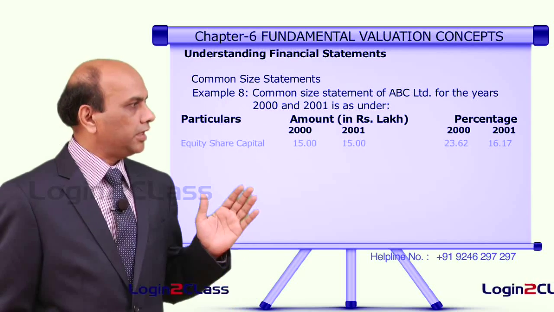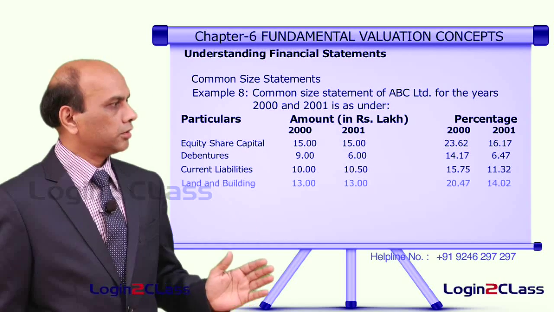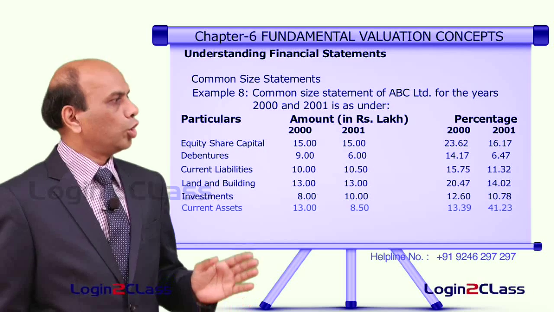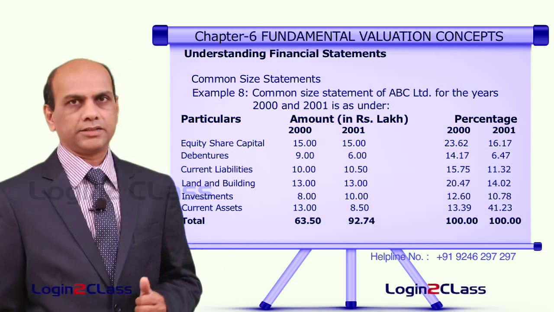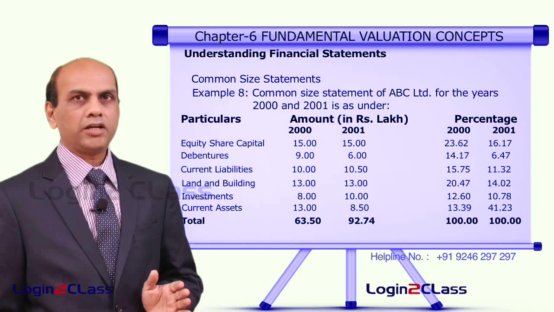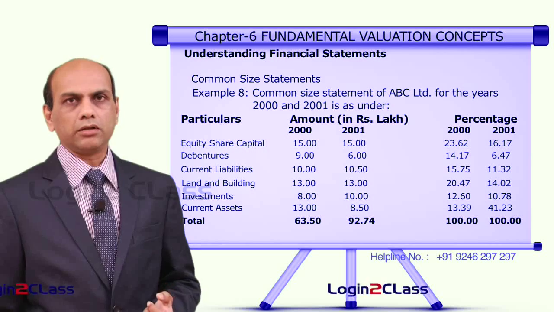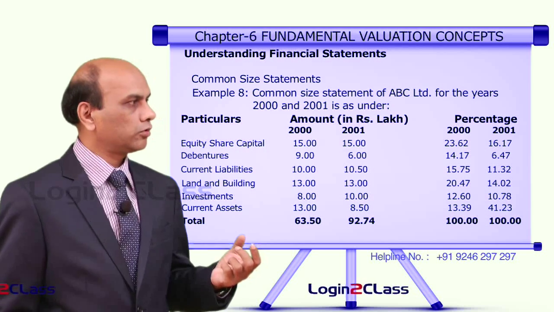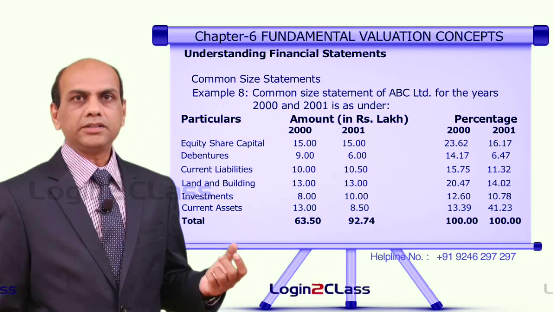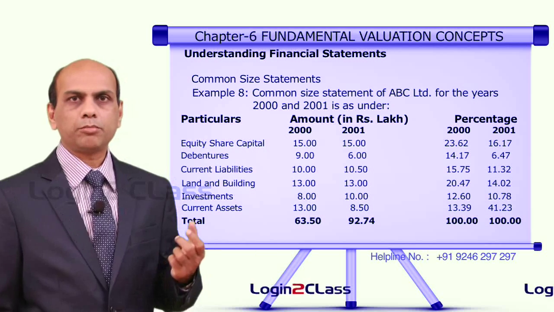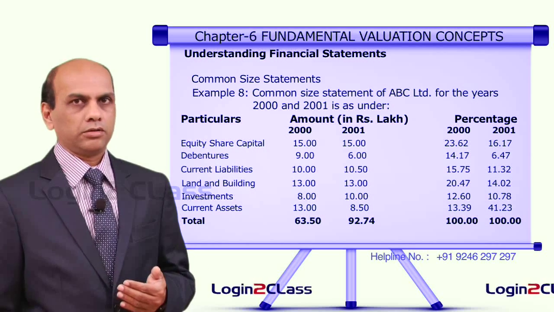Now you can see the equity share capital, debentures, current liabilities, land and building, investments, current assets for the year 2000 and for the year 2001, and the total of all these categories. Now in the second column, where percentages are given, we can see in 2000 and 2001 how each component of this particular financial statement has a weightage on the total activities or total categories of the financial performance of these particular companies.